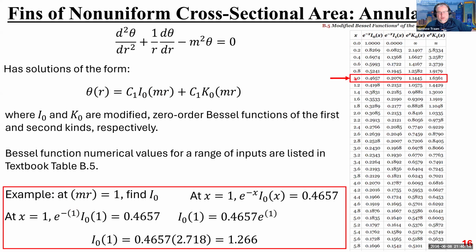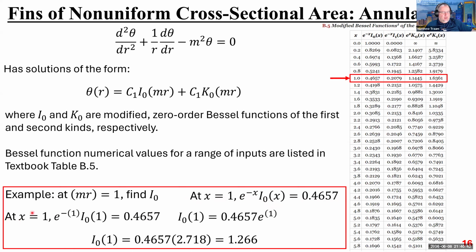So I go down the table and then I read across until I get to this value. So this is not the value of the Bessel function. This is the value of e to the minus X times the Bessel function. So I have to get the Bessel function all by itself. So here I am doing that. So at X equals 1, this e to the minus X I naught X is equal to 0.4657. That's where that comes from.